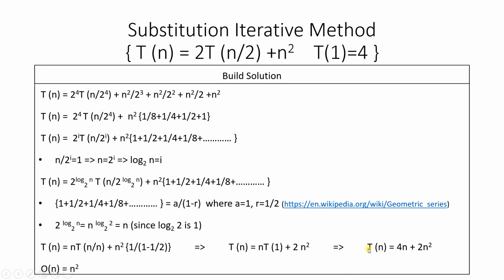Hence we have solved this recurrence equation with the given values of 2t n upon 2 plus n square, where t of 1 is equal to 4. So I hope you have a better understanding of the substitution iterative method.